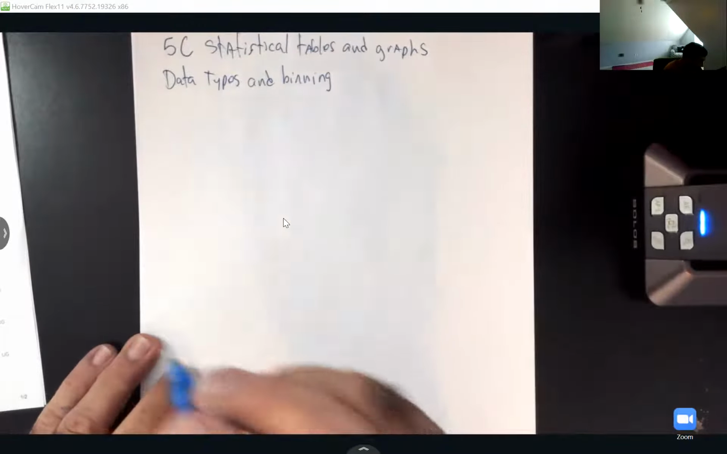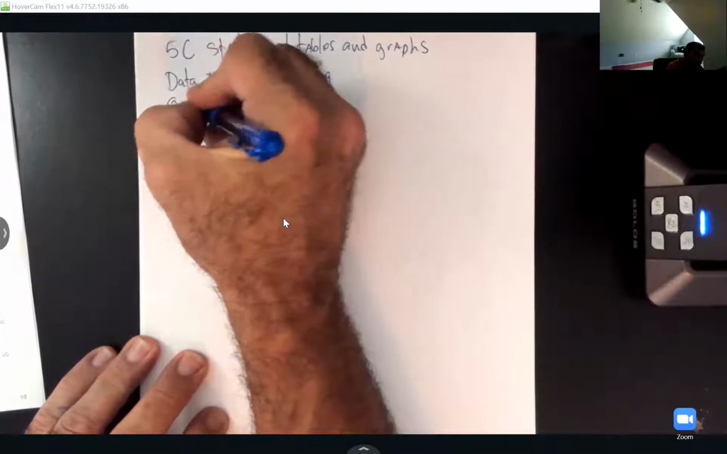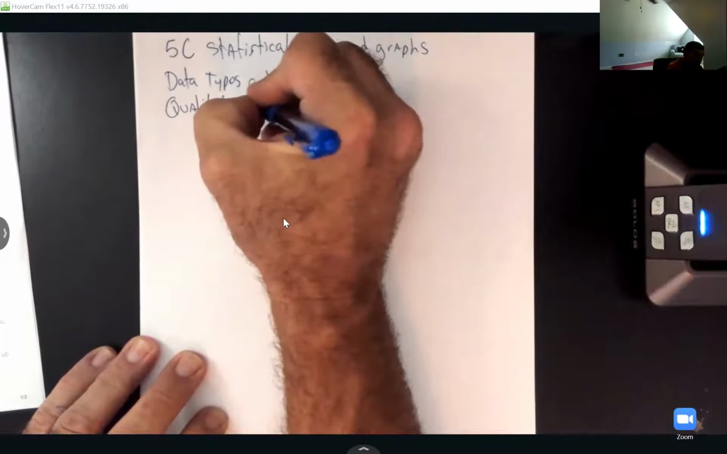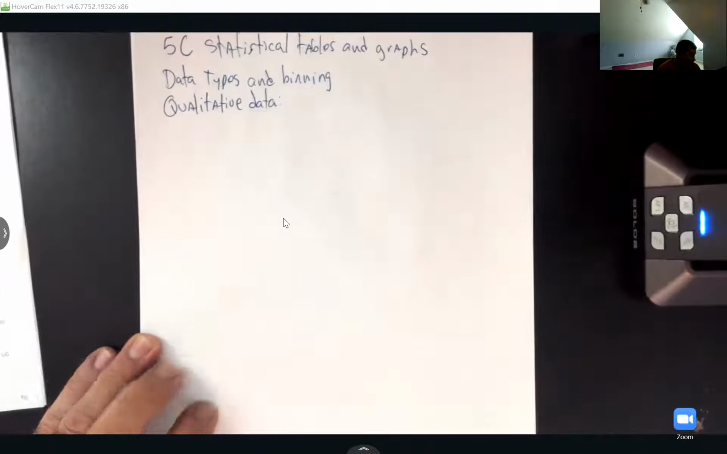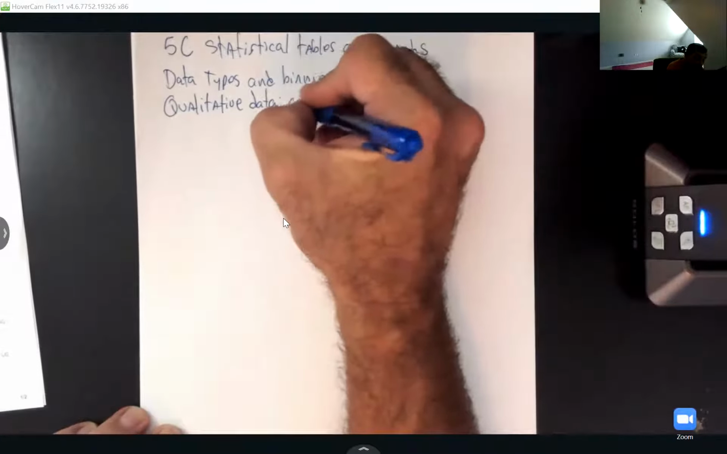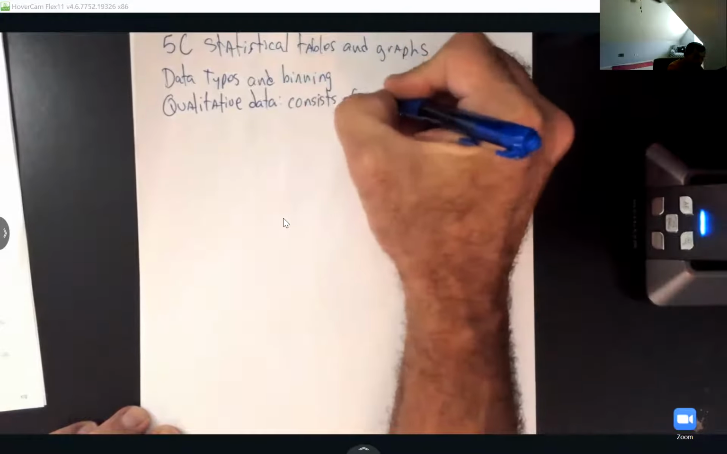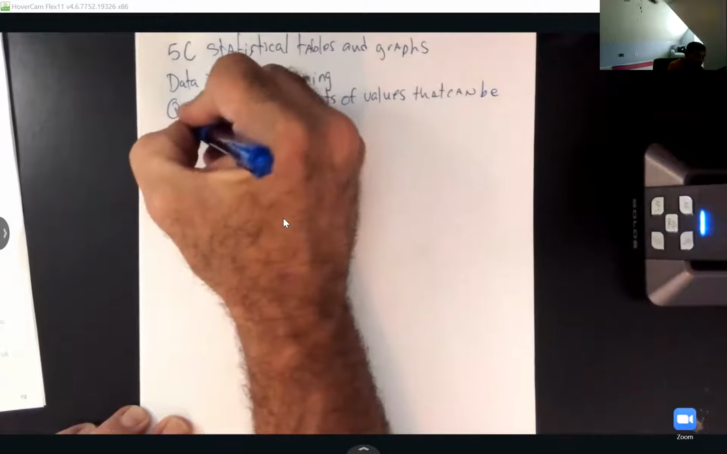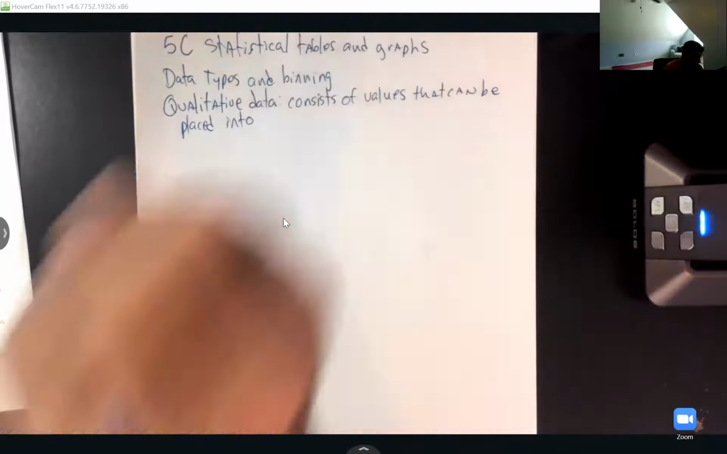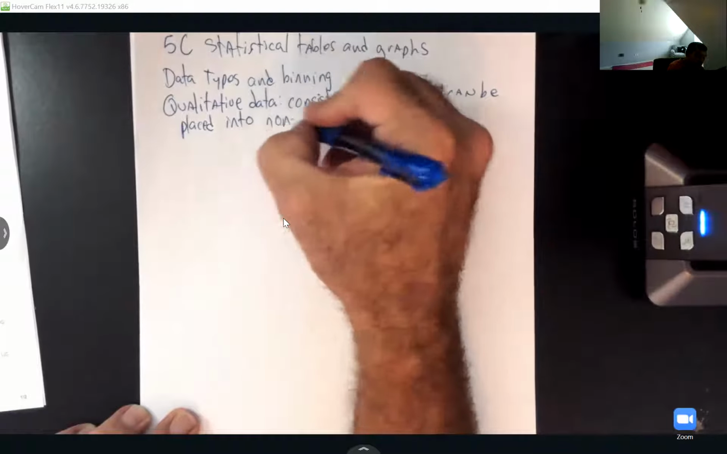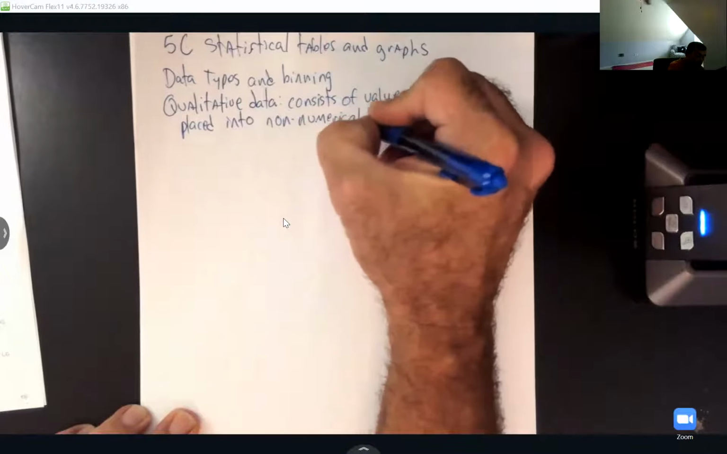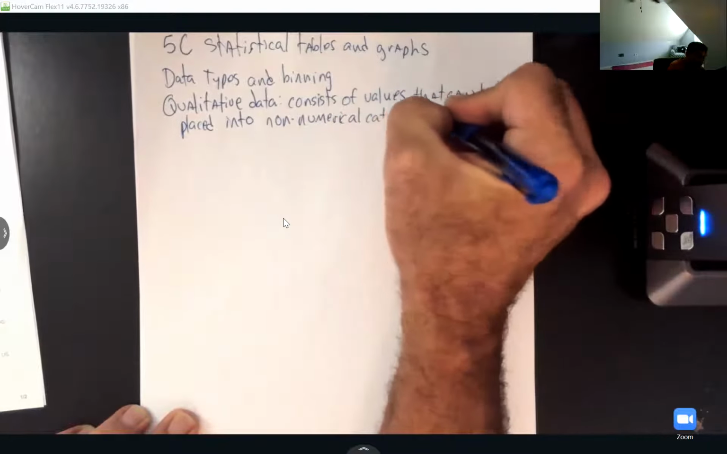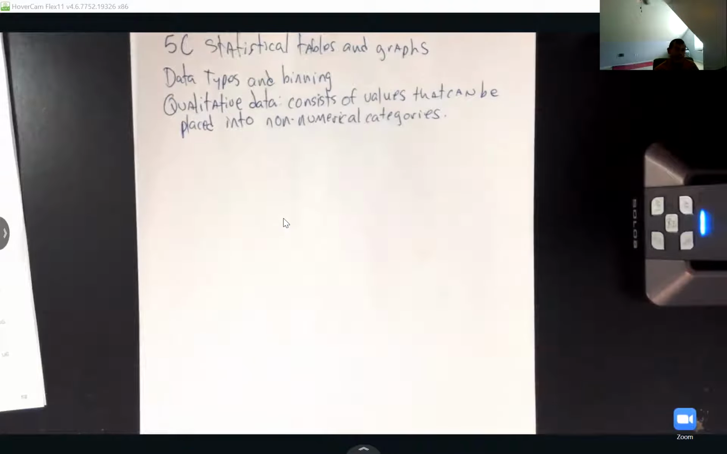All right, so here we go, a few definitions. So the first is what we call qualitative data. So qualitative data consists of values that can be placed into non-numerical categories. So they're looking at things like your sex, colors, things like that, what we call qualitative.